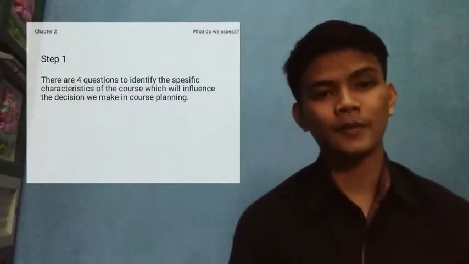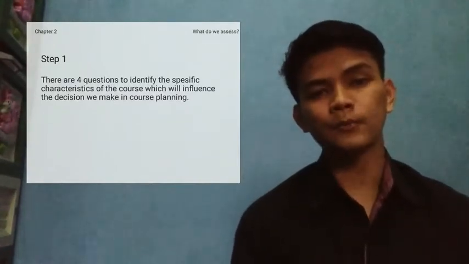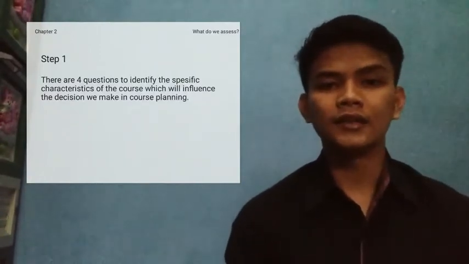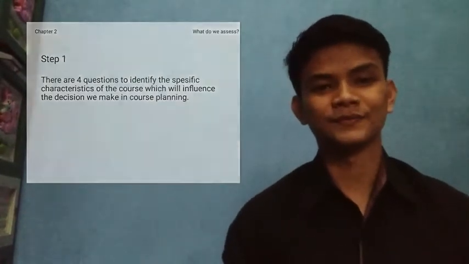But in my presentation, I only describe the first step, because the second and the third steps will be explained by my friend in the next video. So guys, let's start with step number 1. This step contains 4 questions to identify the specific characteristics of the course, which will influence the decisions we make in course planning.